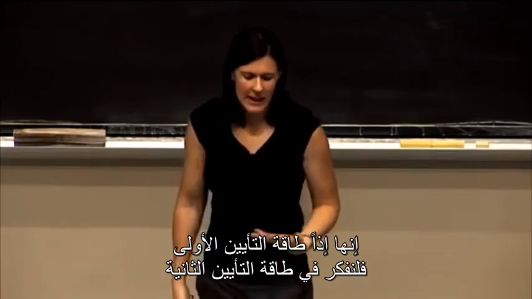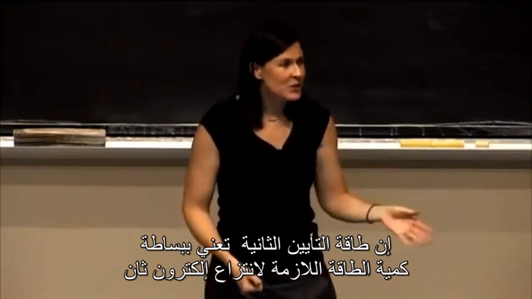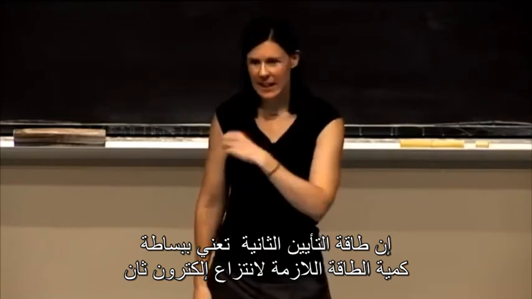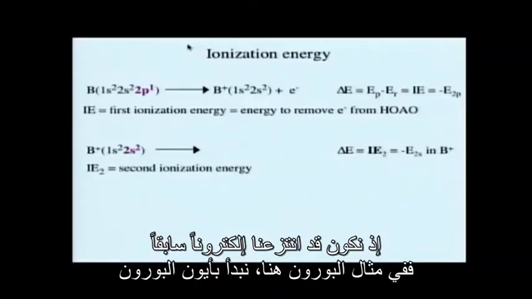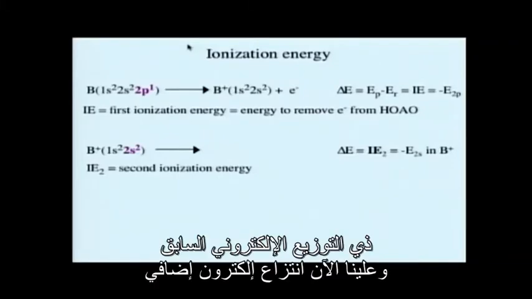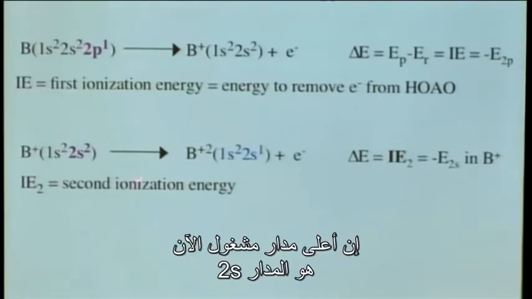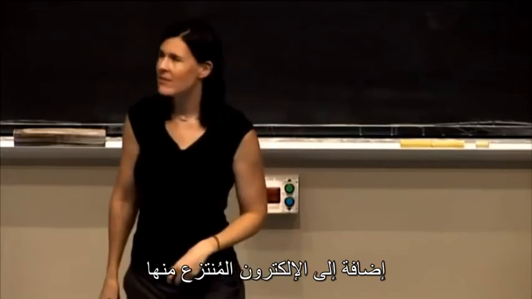Let's think about second ionization energy. Second ionization energy simply means you've already taken one electron out. Now how much energy does it take to take a second electron out? In the case of boron, we're starting with the ion B+, 1s2, 2s2. Now we're going to pull one more electron out. The highest occupied orbital is now the 2s orbital, so we're going to end up with B2+, 1s2, 2s1, plus the electron coming out.